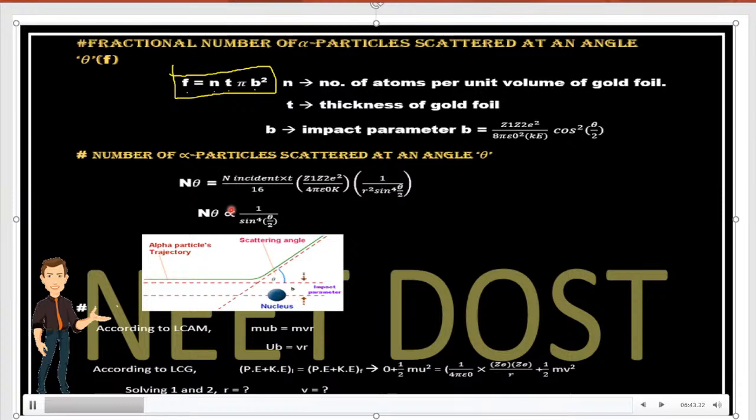Friends, don't mug up this formula and don't become tense or panic by seeing it. We need not remember this. We need to remember only one relation: N theta is inversely proportional to sin power 4 theta by 2. Just remember this relation. So we are done with this.